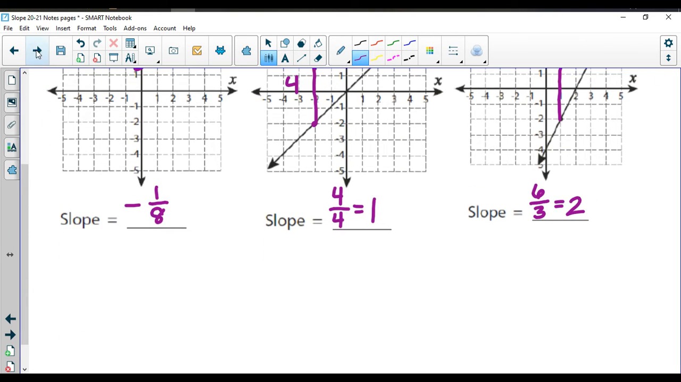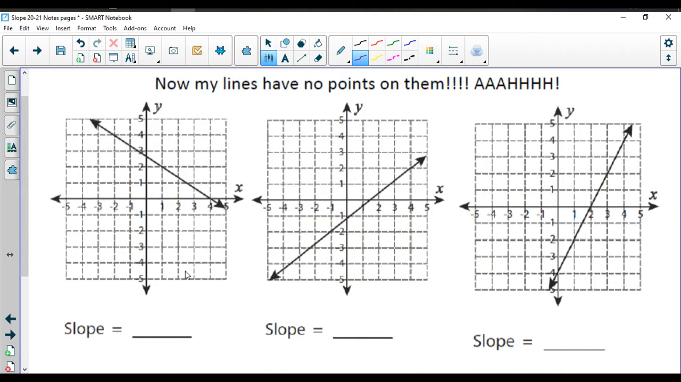For the next set of 3, these lines have no points on them. Not a big deal. What we're going to do is find 2 points that are on the line that go right through those grid lines to make our life easier. So we are going to just pick our points. I'm going to pick this one that I see up here, and then it also looks like this one right here is a good one. So I do just have to be careful and make sure that they actually are crossing over the grid.